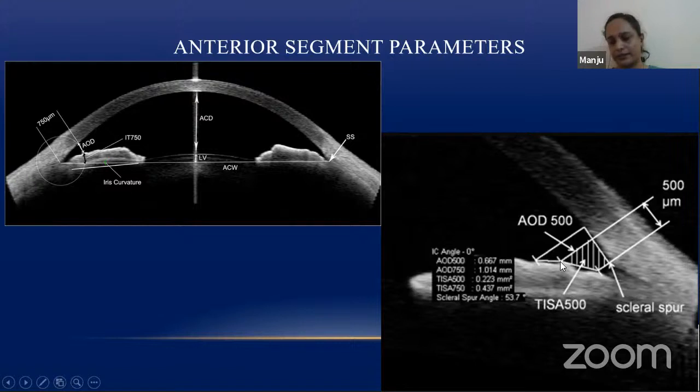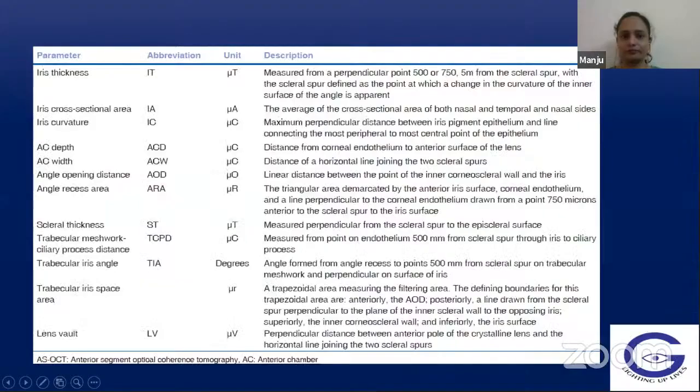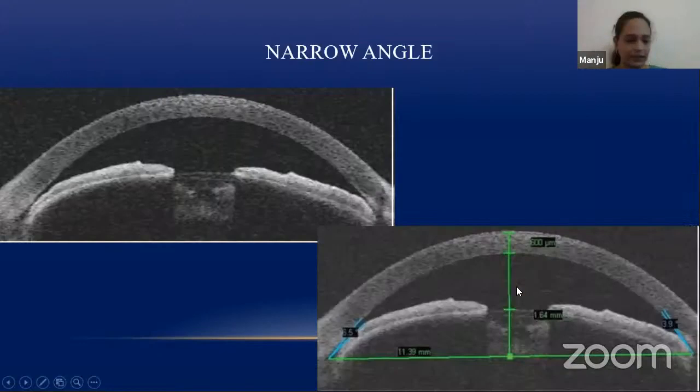Anteriorly, angle opening distance, here the iris surface, and here inner corneoscleral wall, and the perpendicular from the scleral spur to the anterior iris surface. Also, you can measure angle recess area, iris thickness, scleral thickness, etc. You can qualitatively and quantitatively analyze the narrow angle.